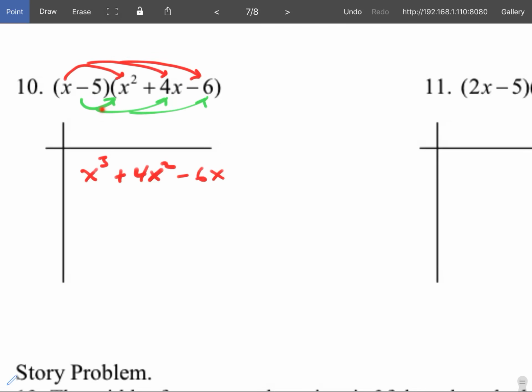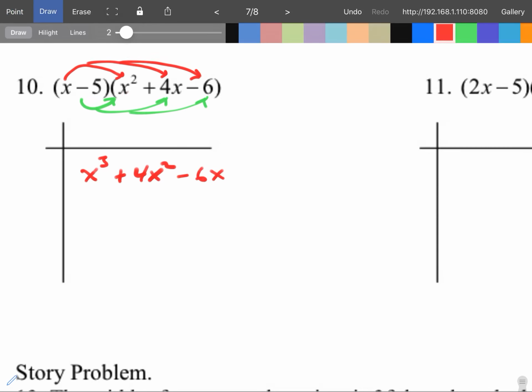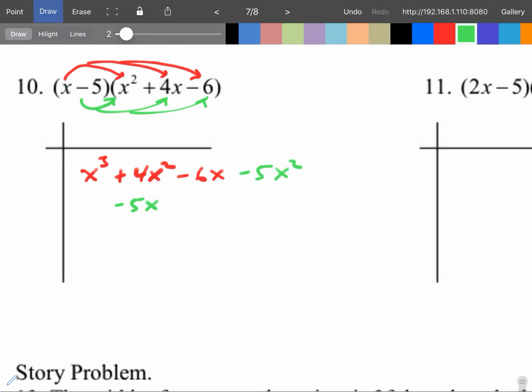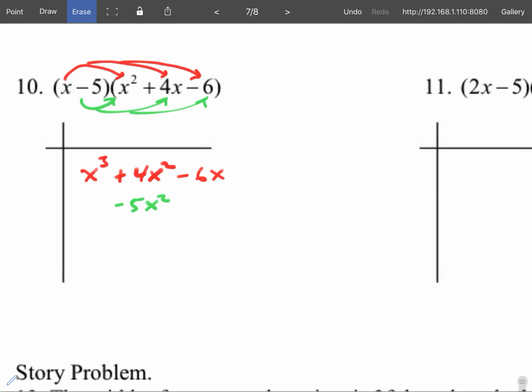Well, then in the green, we have to do -5 times x squared right here. Well, that's going to give us -5x squared. But instead of writing it there, I'm actually going to write it underneath the 4x squared. Because I know that those are like terms. They both have an x squared, so I'm going to be able to add or subtract those. So I'm going to try to line up the terms that are alike.